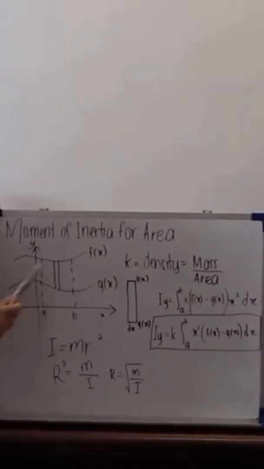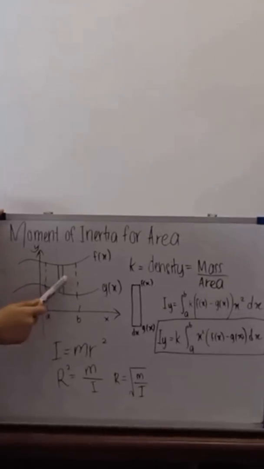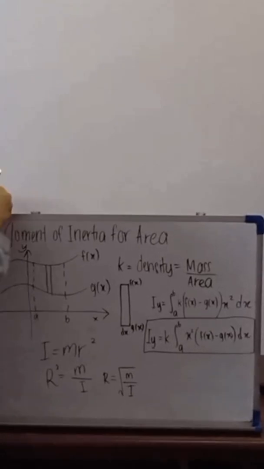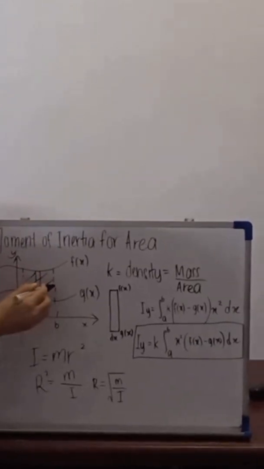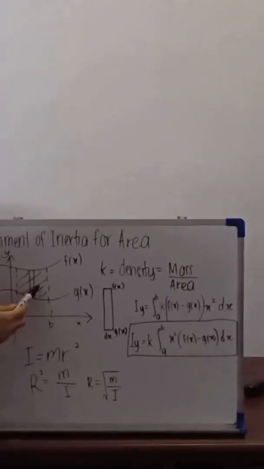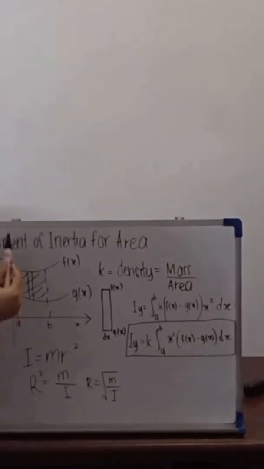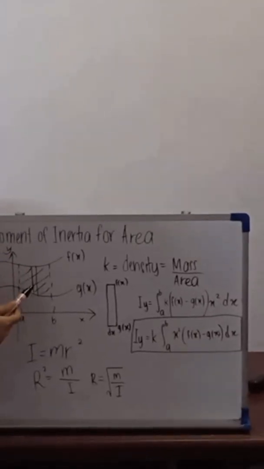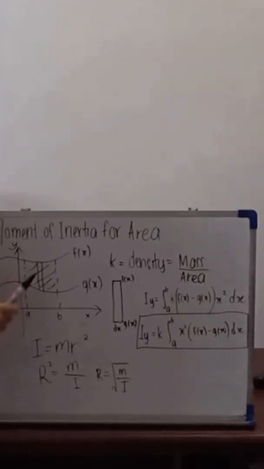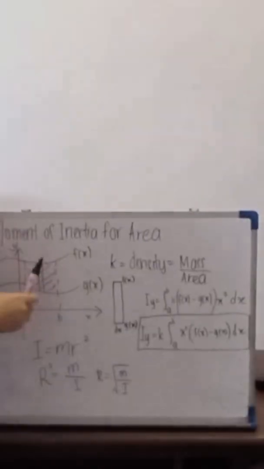Okay, so the moment of inertia for area, we can see here, if an area is bounded by f(x) and also g(x). So here is the area where I shaded it out. We can see here, it is an irregular object, right? So if we want to compute this, we need to use integration, which is the Riemann sum, which we will compute in the form of an integral.